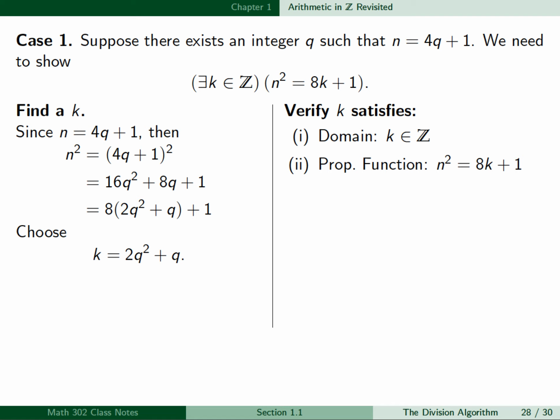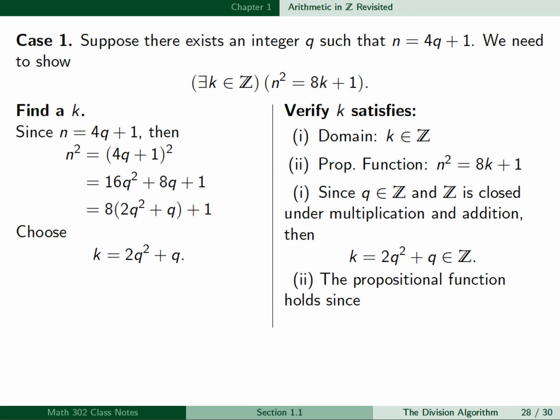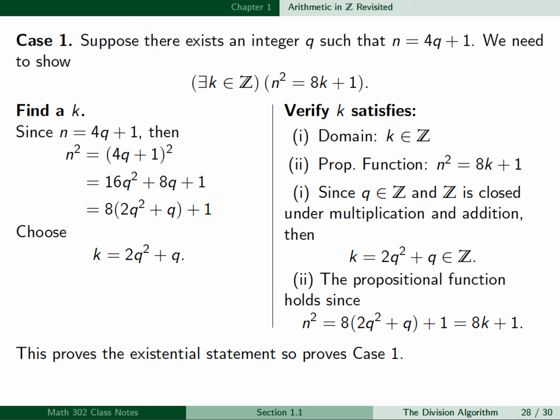So we've now found our k, and we need to verify that it satisfies our 2 conditions. So first is our domain. Now since q is an integer, and the set of integers Z is closed under multiplication and addition, then we know that k equal 2q squared plus q will also be an integer. So we've satisfied our domain. And then for the propositional function, this holds since n squared is equal to 8 times the quantity 2q squared plus q, plus 1, which is 8k plus 1. So this proves the existential statement, so it proves case 1.